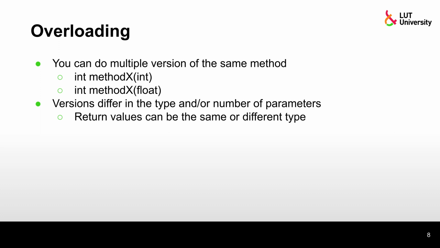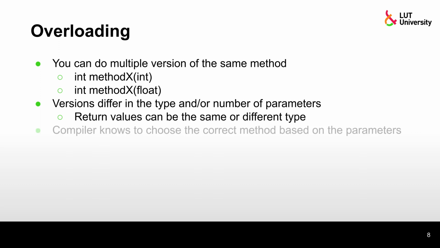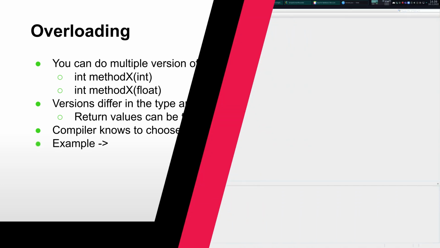Return values can be the same or different type, but the only difference cannot be the return value. Then the compiler does not understand which method you are calling. But when you have different parameters, different type or number of parameters, then the compiler knows to choose the correct method based on the parameters. And let's have an example on this.